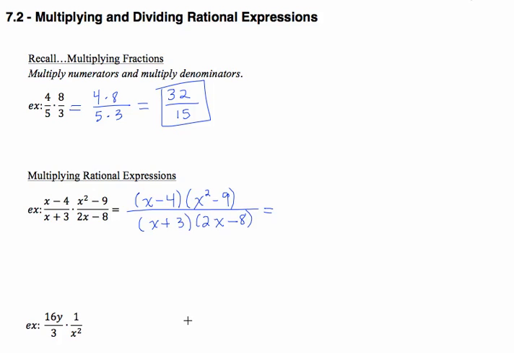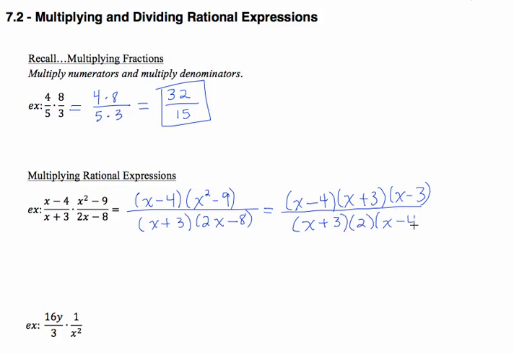So let's see. We want to see if anything else factors. The way it's written, nothing cancels yet. So x squared minus 9 factors further. That's a difference of squares. So that factors into x plus 3 times x minus 3. And in the denominator, we can factor 2 out of the 2x minus 8. You're left with x minus 4.